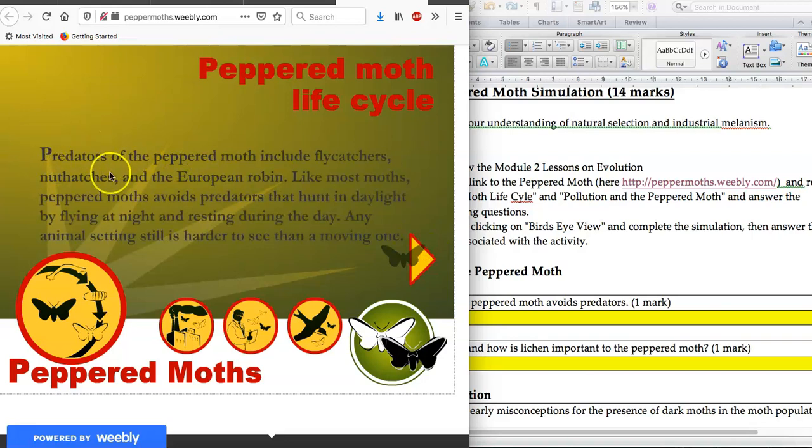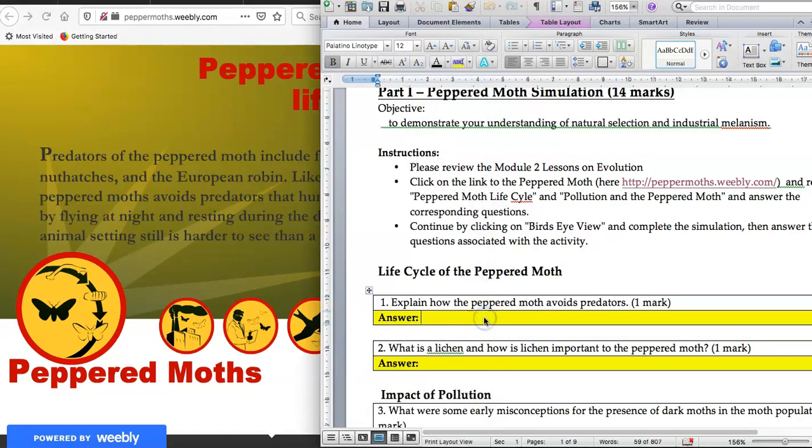And then we start looking at, okay, what are the predators, and how do they avoid them? Well, they do avoid predators by flying at night. So they're nocturnal. They're active at night, and they're resting during the day. And since they're resting, they're not moving. Therefore, it's harder to see. So just for a simple way: active at night when predators are not, sleeping or resting during the day. And if you want to go into the fact that they sit on lichen, you can here, but this answers more than enough because it's just a 1-mark question.